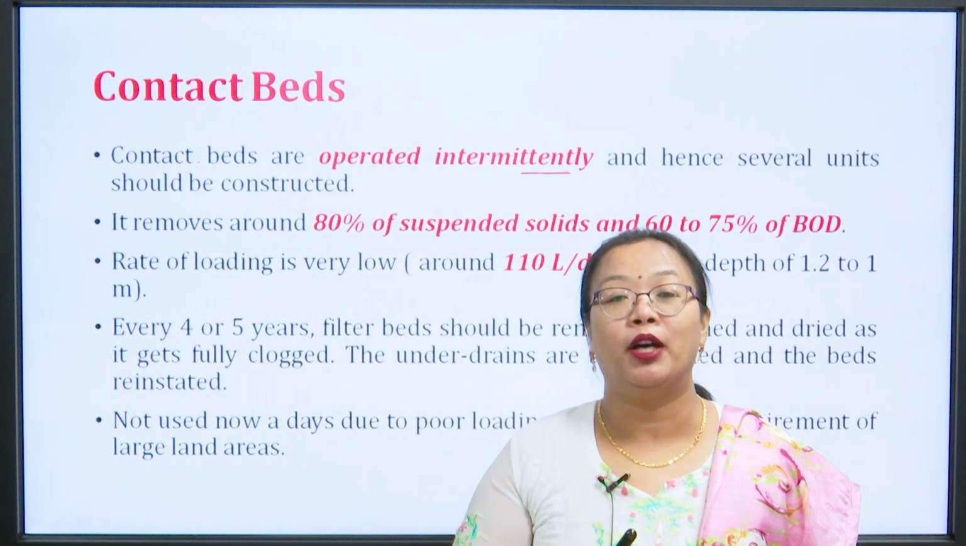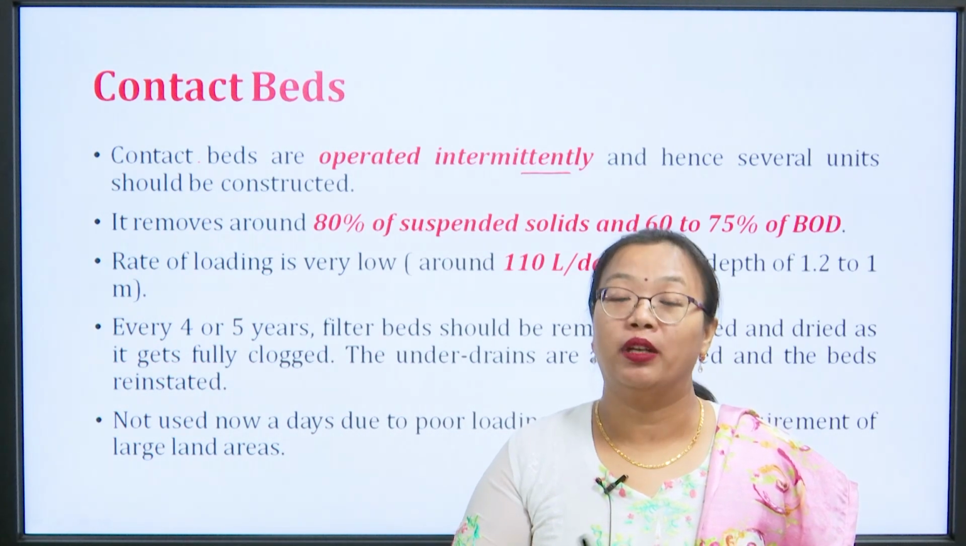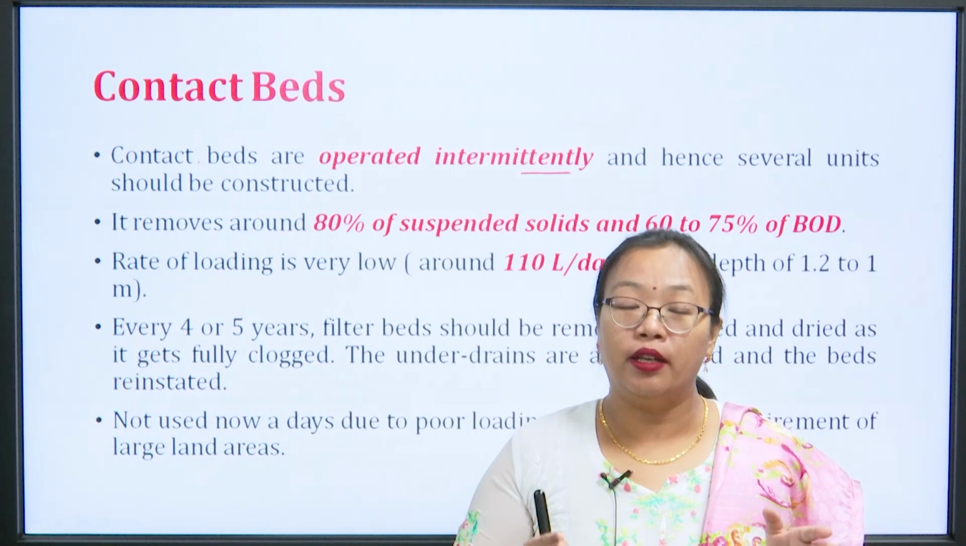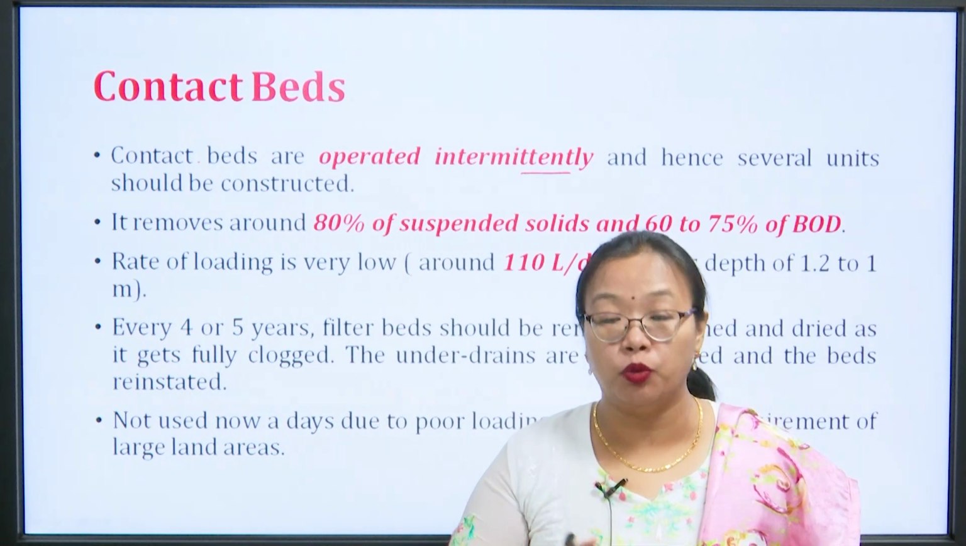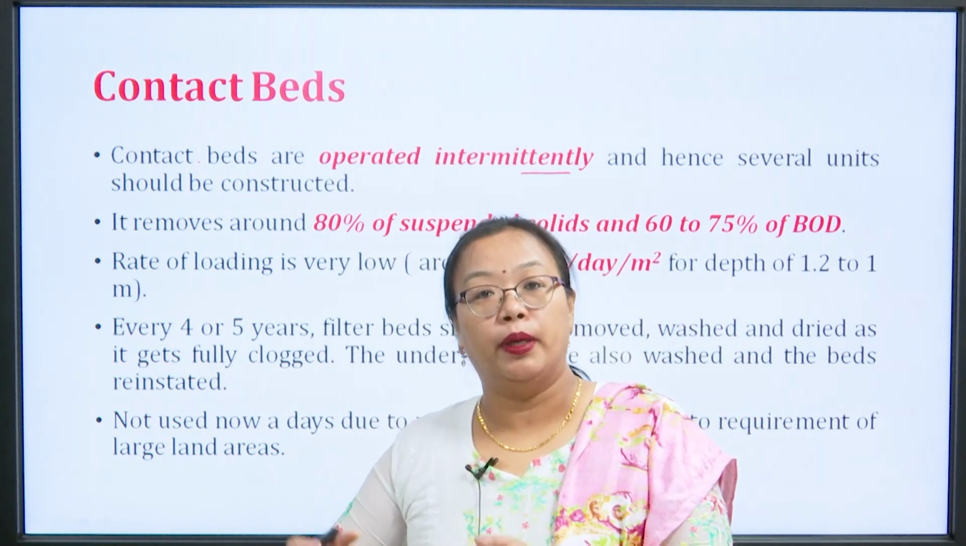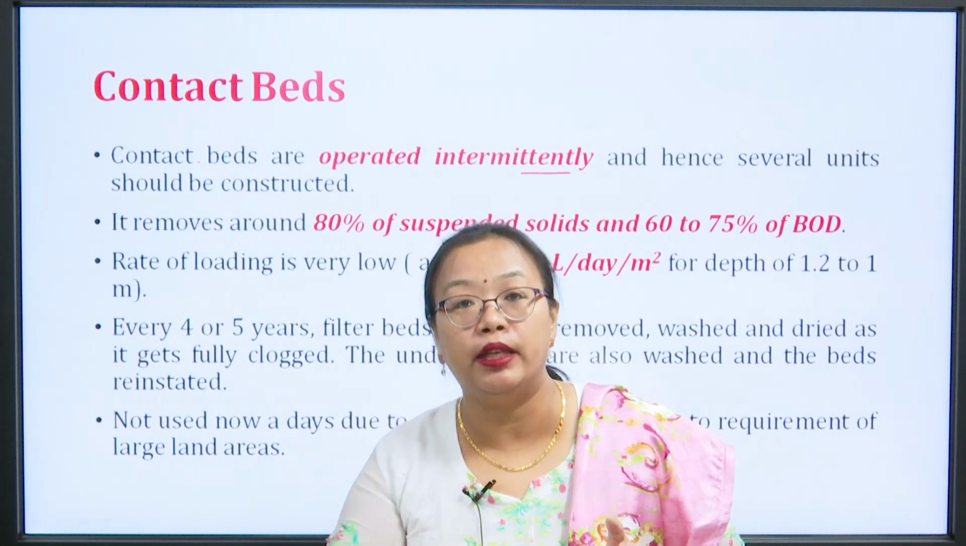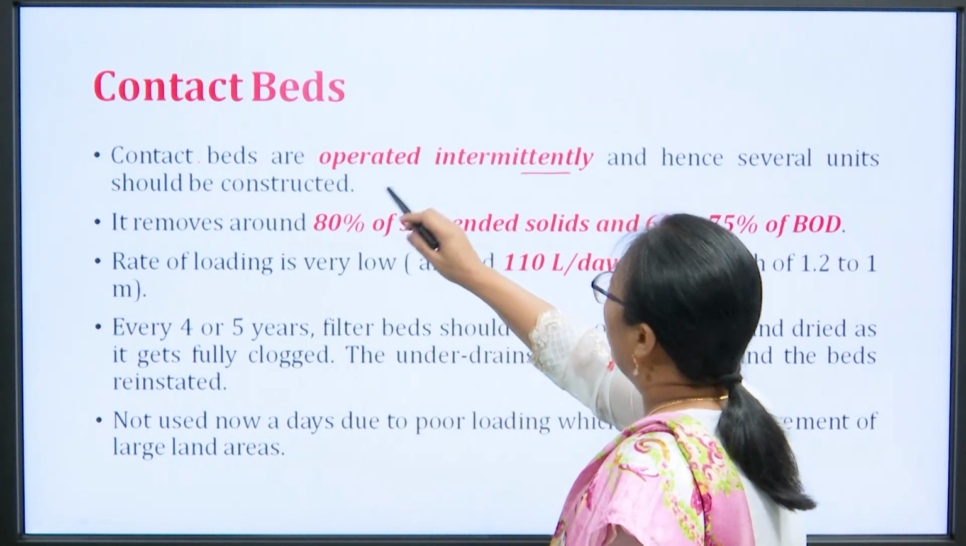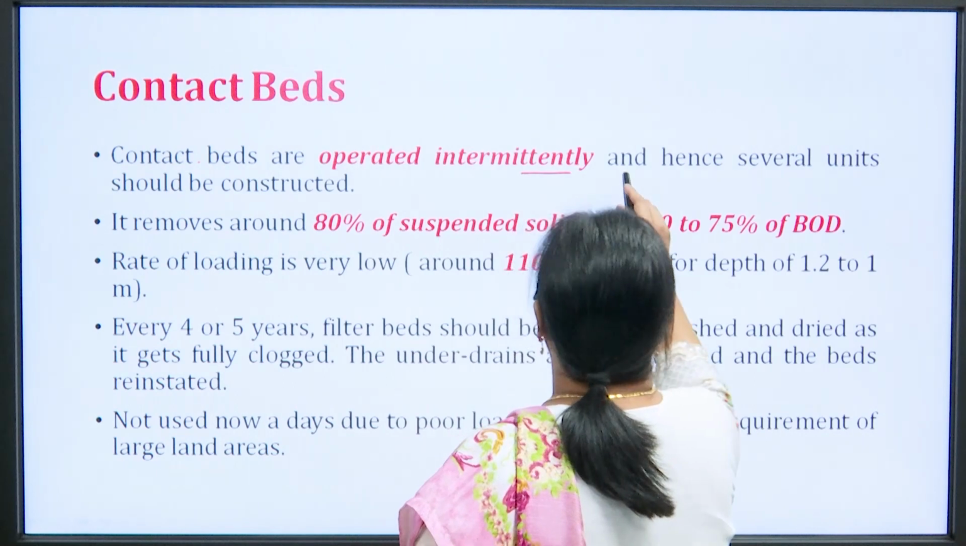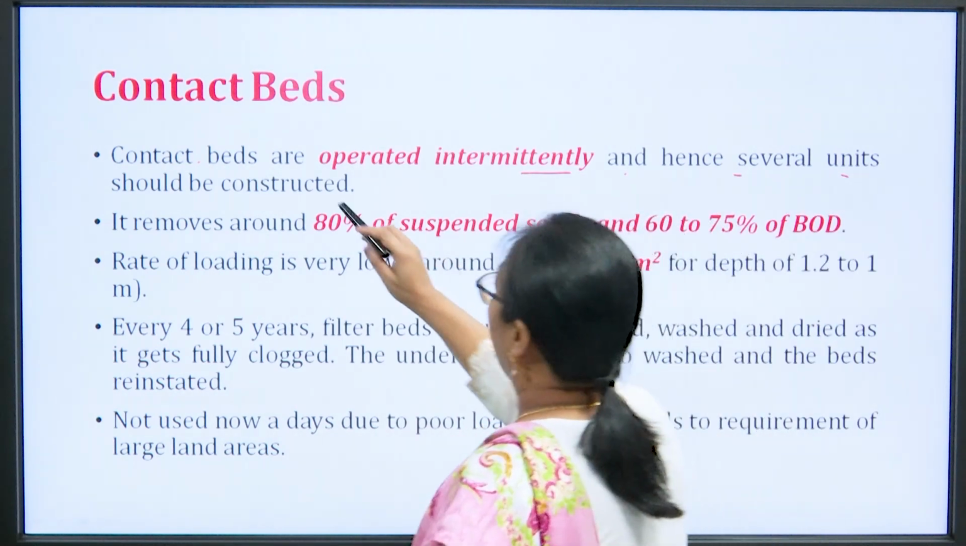So, what is the problem now? The sewage is going to keep on coming. So, when one contact bed is in use, you need another contact bed to be in use. So, you should have a series of contact beds, right. So, contact beds are operated intermittently and hence several units should be constructed.